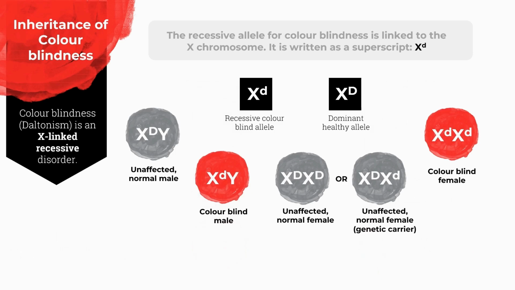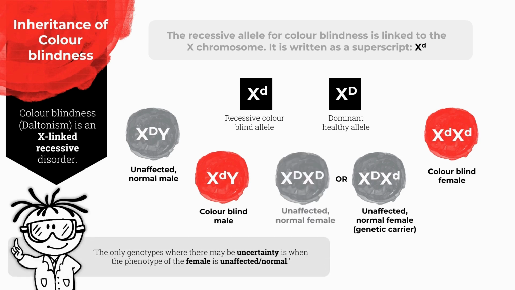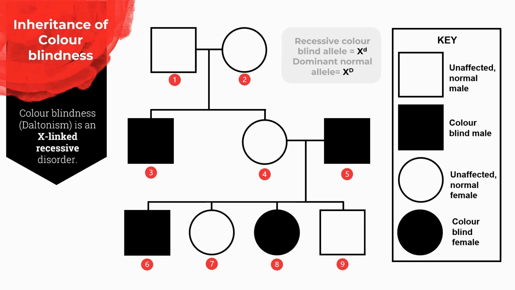So here we have all the genotypes and phenotypes for the X-linked recessive disorder color blindness. Notice that the only genotypes where there may be some uncertainty is when the phenotype of the female is unaffected or normal. For all the other phenotypes, the genotypes are known, and this makes it easy to analyze pedigree diagrams on X-linked recessive disorders. Now let's analyze a pedigree diagram that shows the inheritance of an X-linked recessive disorder. Here we can see the inheritance of color blindness over 3 generations in a family.